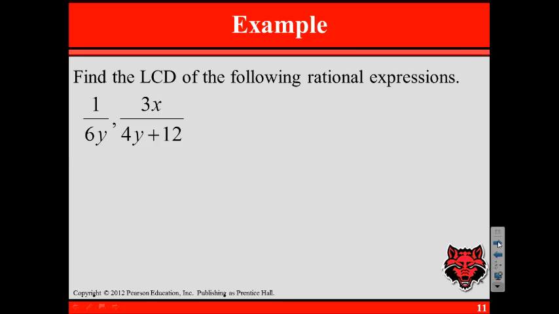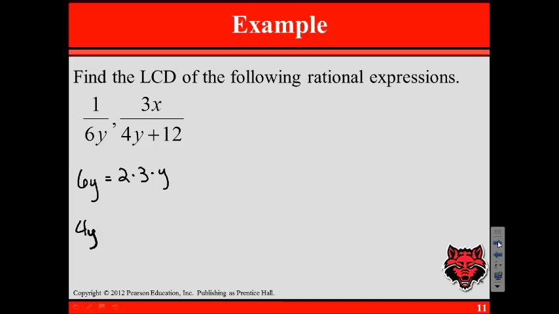So let's try to put that into practice. We want to find the LCD of the following rational expressions. We have 6y, and we have 4y plus 12. Starting off, we want to factor each denominator. 6y can factor into 2 times 3 times y, so we write the prime factorization of the coefficient as well as the expanded form of the variable.